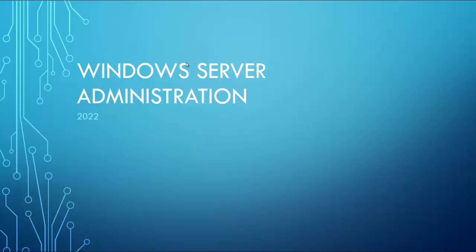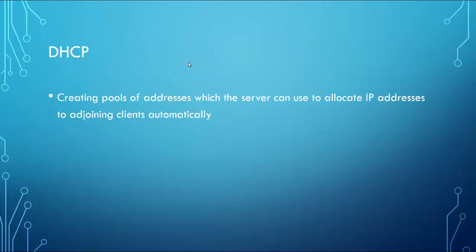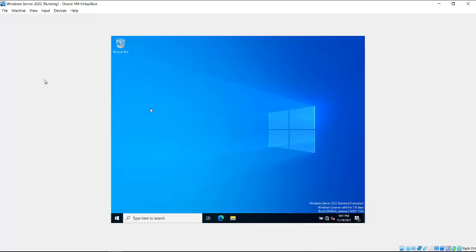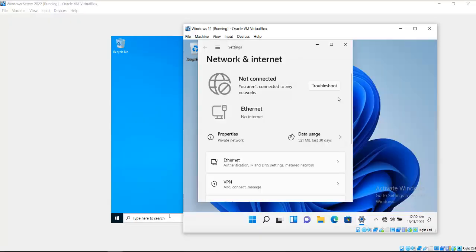In this video, we are going to set up the DHCP role and configure DHCP to create a pool of IP addresses which the server can use to allocate IP addresses to adjoining clients automatically. Based on the work we have done so far, we have a server which has been promoted to act as a domain controller, and we have connected our client by assigning a static IP. The objective for this particular video is for the server to be able to allocate IP addresses automatically, thereby the need to enable DHCP.